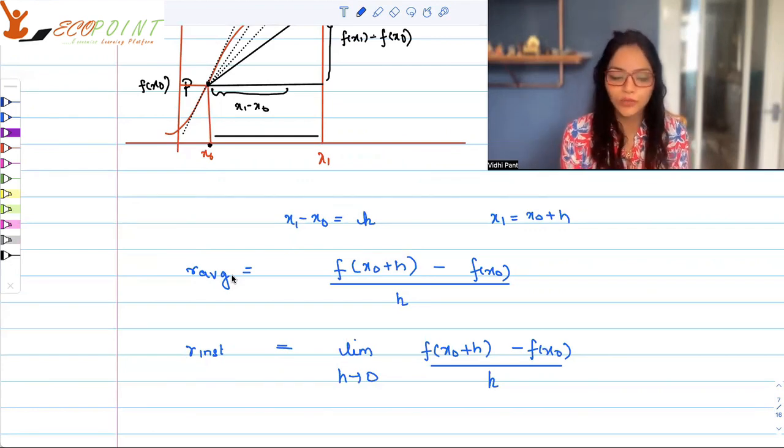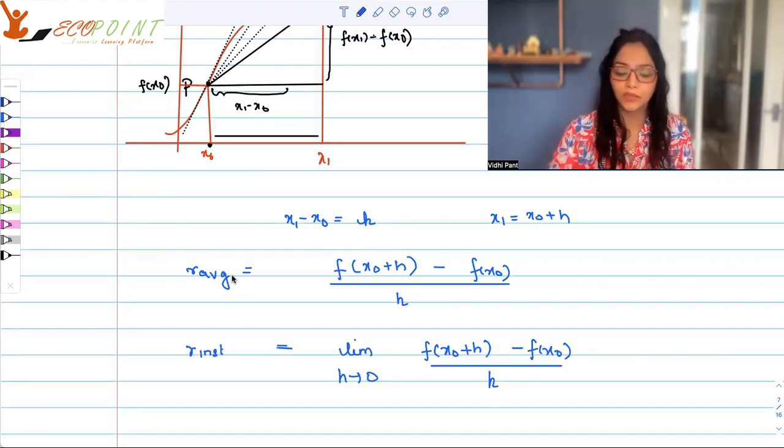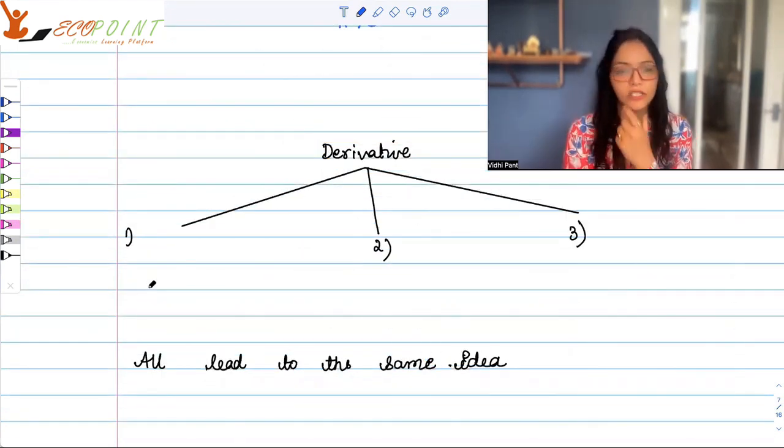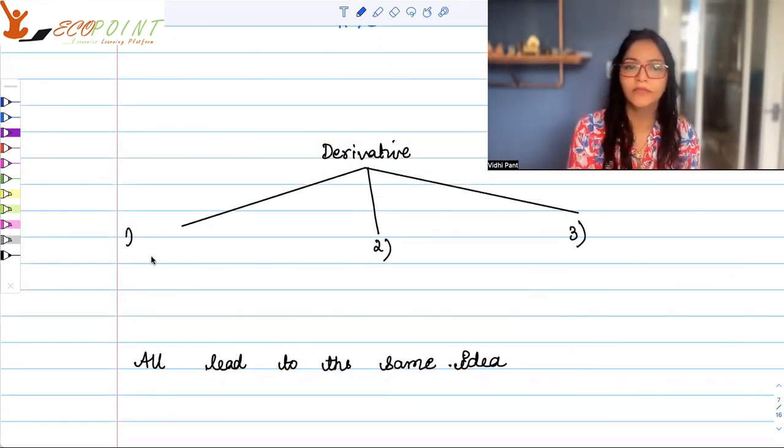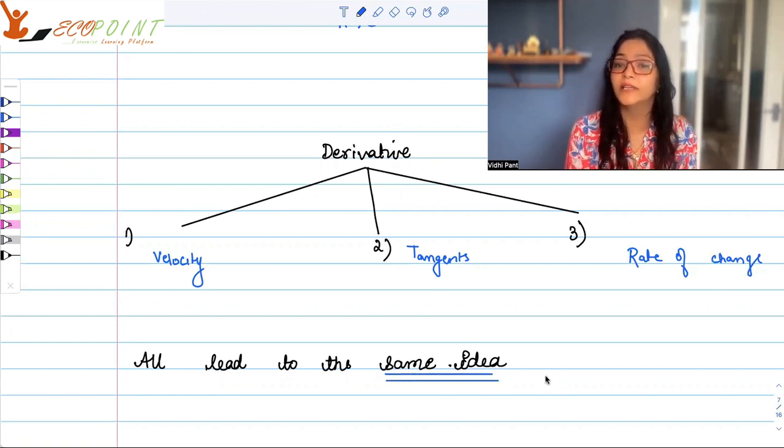The whole idea behind this case that I've done with you guys is that the rate of change is a concept which is not just particular to velocity. It has various or varied applications. It can be used in so many ways, and this gives birth to the concept of derivatives and differentiation. So in a nutshell, the idea of derivative, we've seen it in 3 ways. One way was velocity, tangents, and the third way, rate of change, right? All lead to the same idea, the idea of derivative.